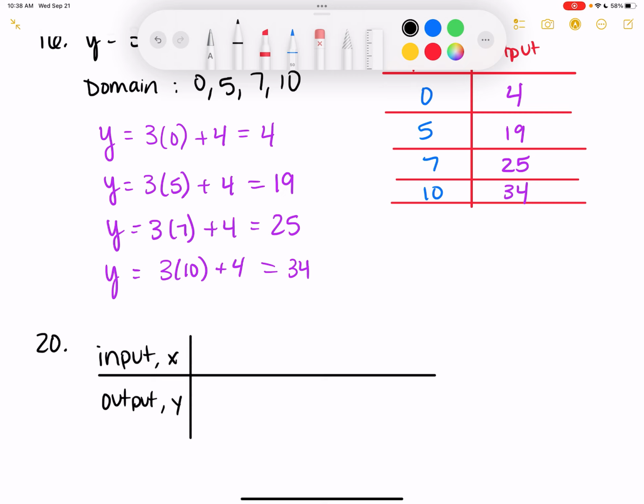And then they give us 0, 1, 2, and 3 for our input values. And then our output values are 2.2, 3.2, 4.2, and 5.2.